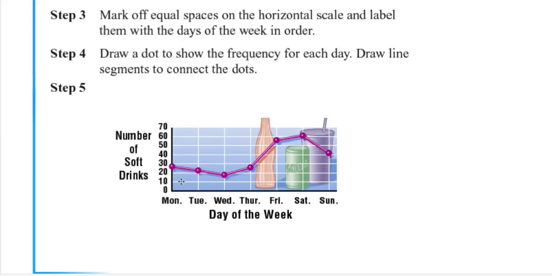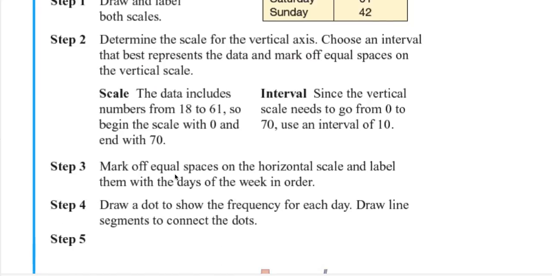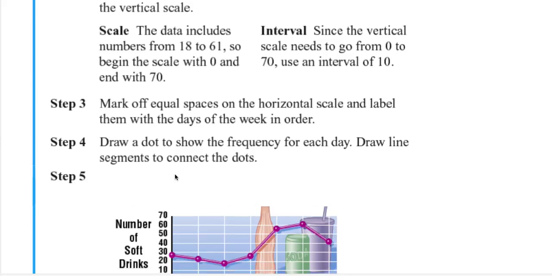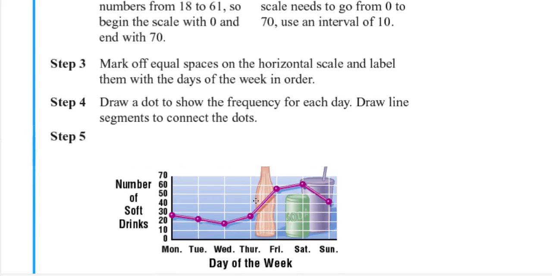So on Monday, there were 27 of his classmates who drank soda. Saturday there were 61, and Sunday there were 42. Draw each dot for each of the days, and then connect each of them with a line. As you connect each of them with a line, you create your line graph.